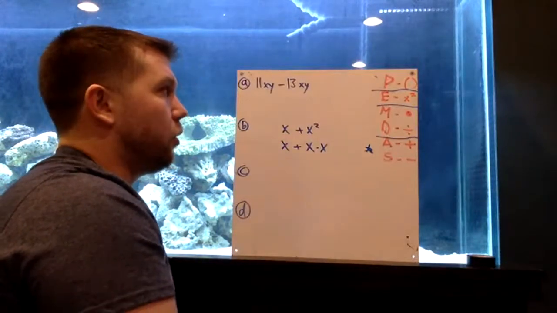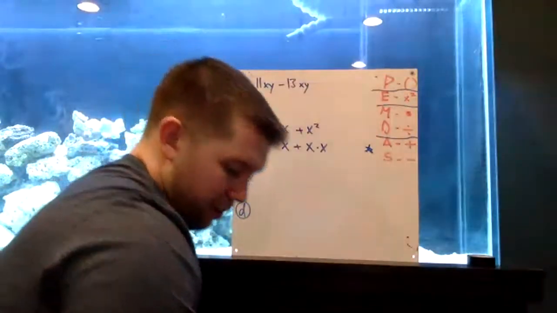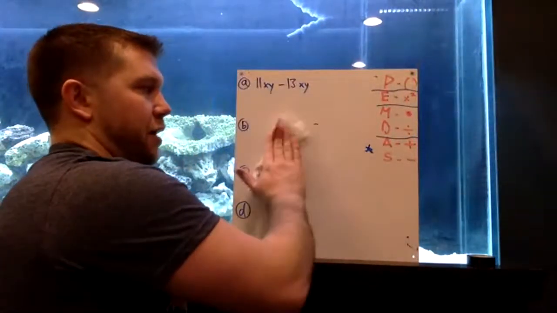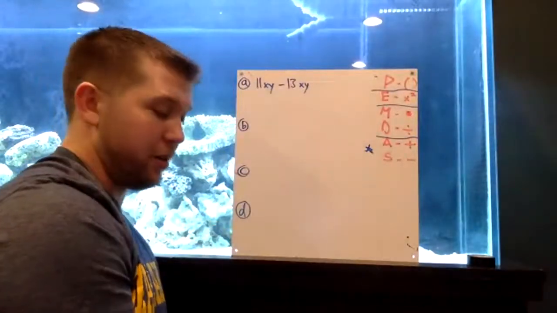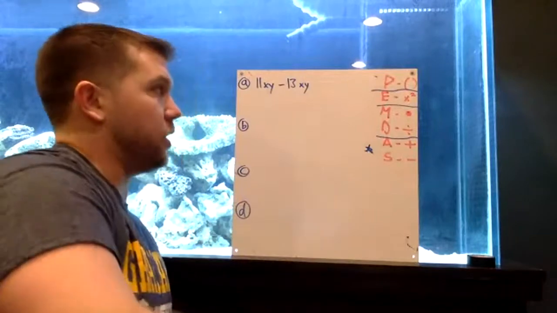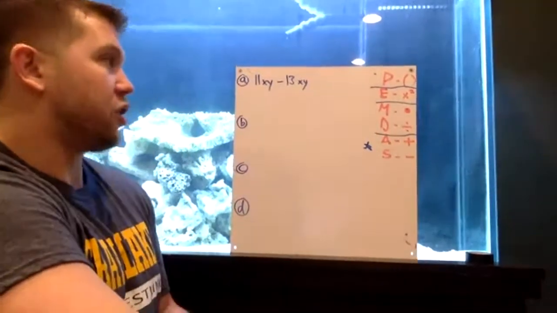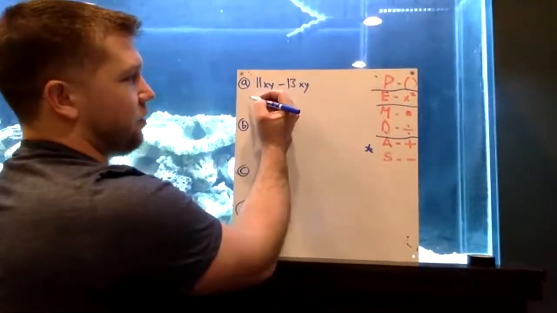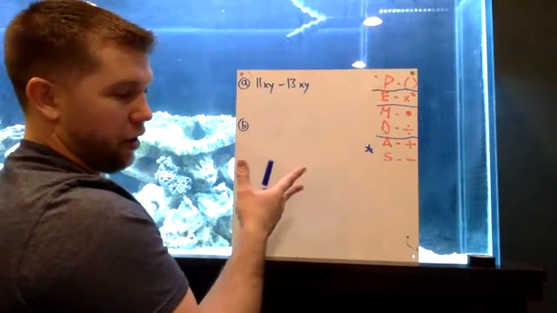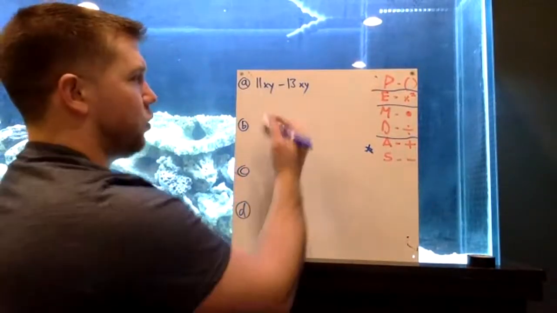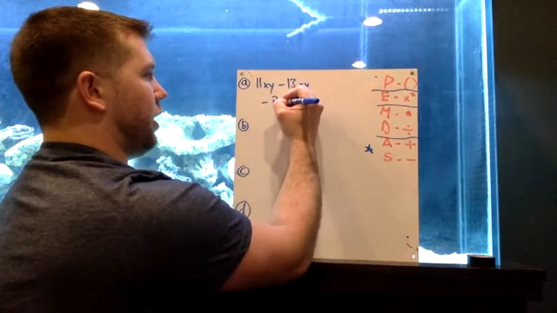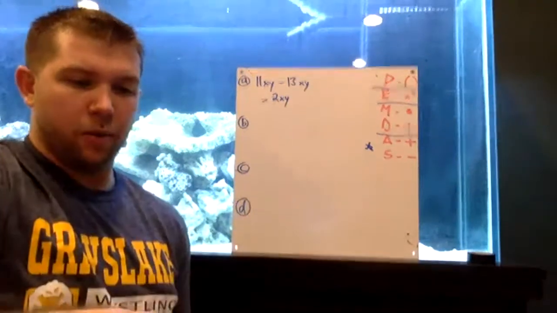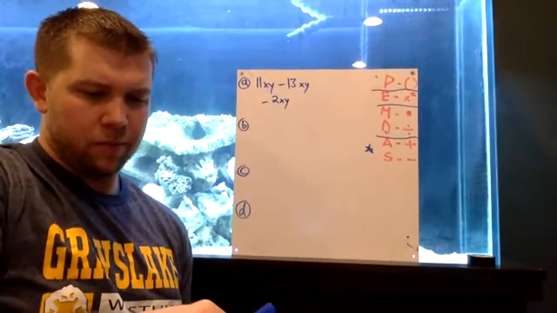Okay, so in this case, even though there's two variables, they both have the same variables, and we're multiplying both of them. So in this case, they have the same variable expression, so we can combine them. And a positive 11 minus a negative 13 is going to give you a negative 2xy. Okay, so that one, not too hard.